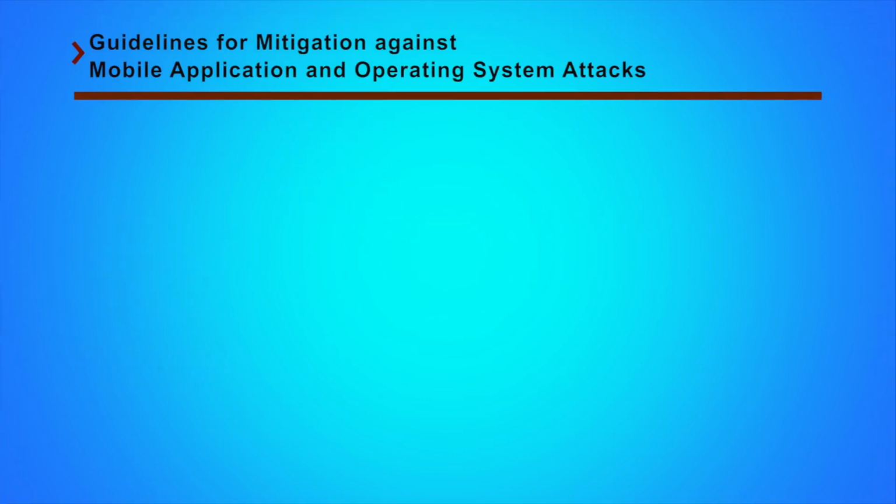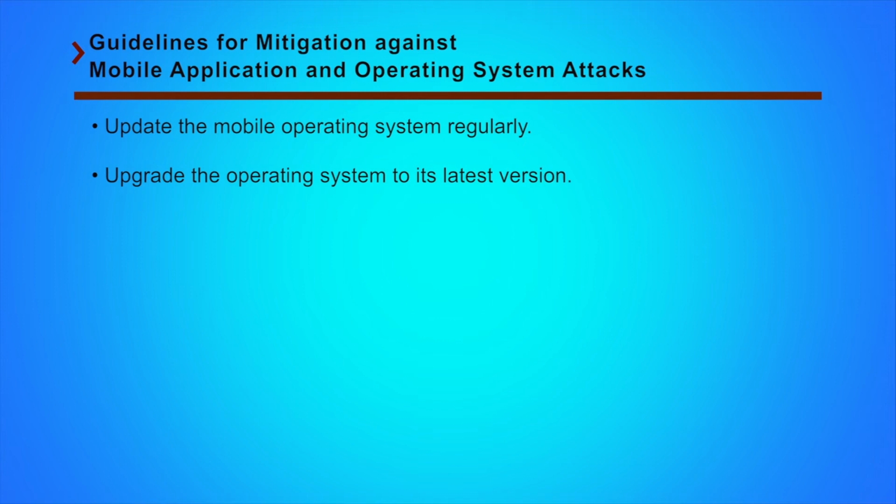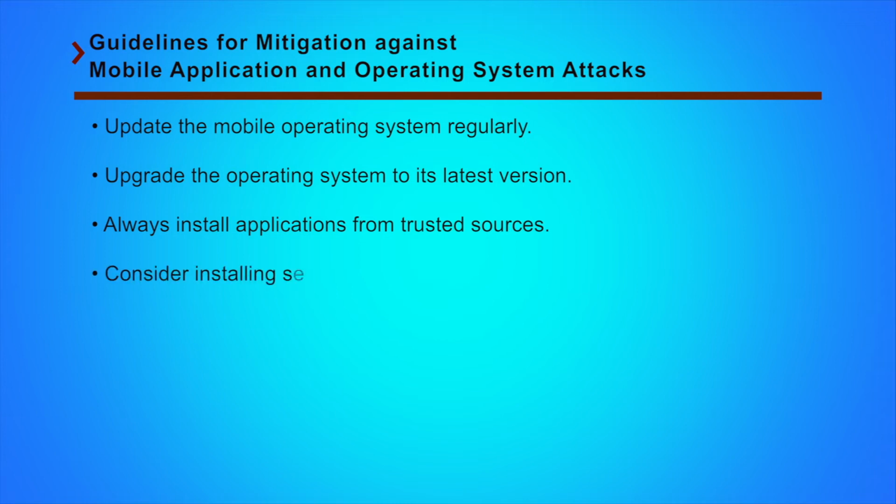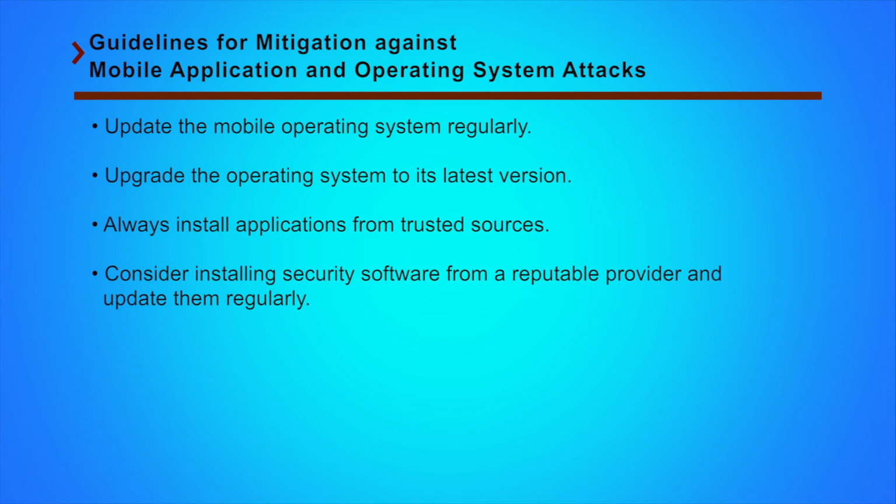Now let us discuss guidelines for mitigation against mobile applications and operating system attacks. Update the mobile operating system regularly. Upgrade the operating system to its latest version. Always install applications from trusted sources. Consider installing security software from a reputed provider and update them regularly.